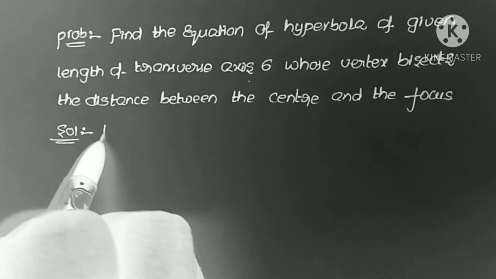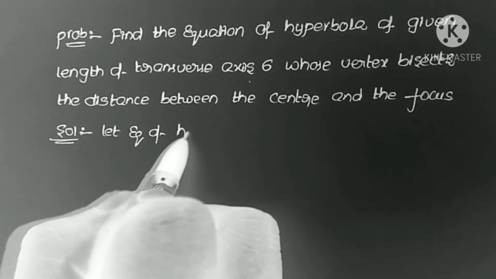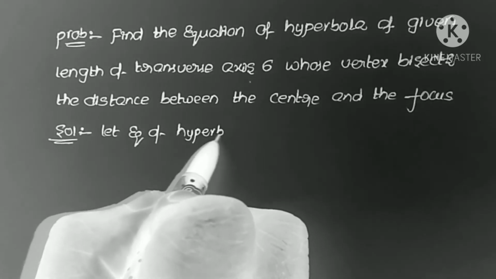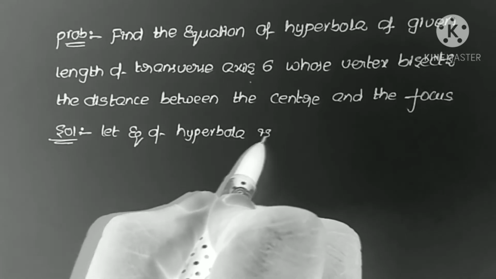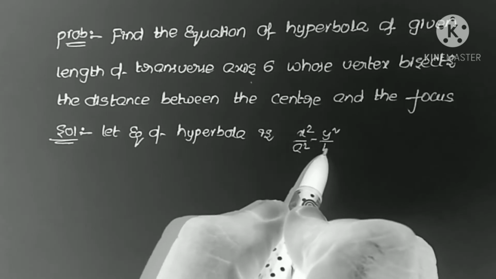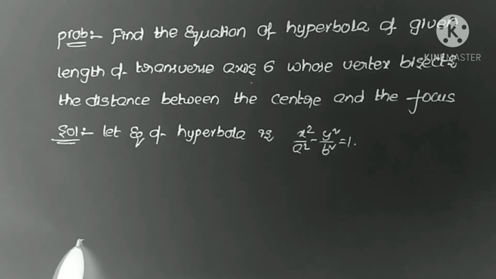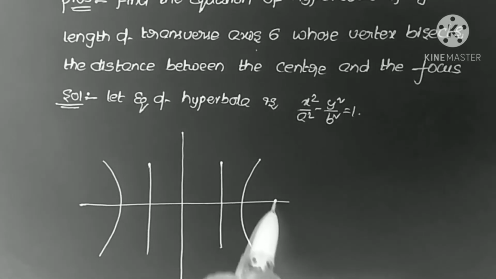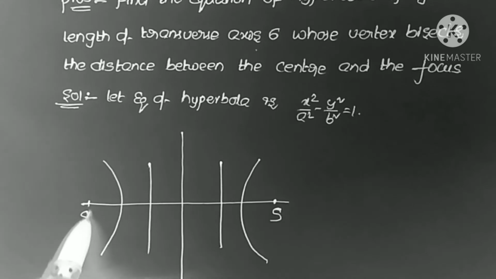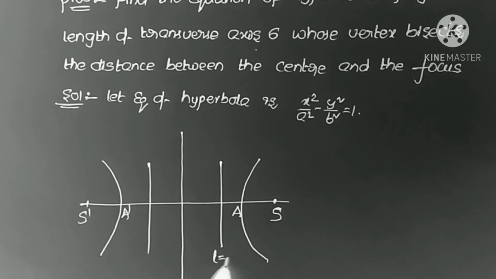So first we take the equation of the hyperbola, that is, let the equation of the hyperbola be x square by a square minus y square by b square is equal to 1. Next I take the graphical representation. Now this is the diagram of the hyperbola. Focus S, S dash, these are the vertices A, A dash. These are the directrices, L equals 0, L dash equals 0. This is the center of the hyperbola.